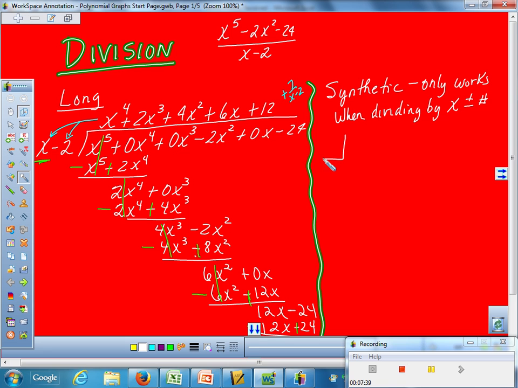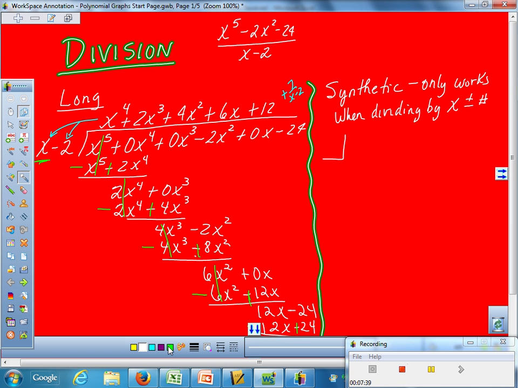If it was 3x minus 2, you wouldn't do this. You actually can do it, but you have to do it with fractions, and it would be horrible. I would do long division before I would do this with fractions. So I don't teach that you should do it unless it's just x plus or minus a number.